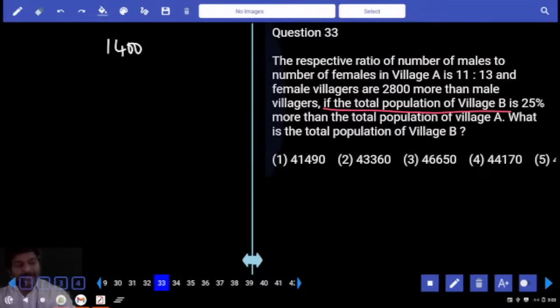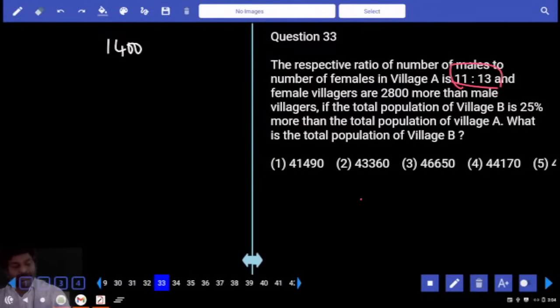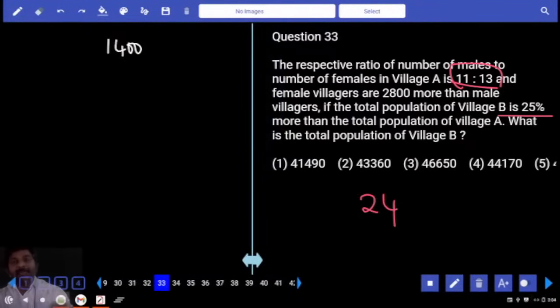If the total population of village B is 25% more than the total population of village A, what is the total population of village B? Total population of village A, how many parts? 24. B total population is 25% more than that. What is 25% of this number? 6. 6 more, 30. If A population is 24 parts, B population should be 30 parts. And we were asked to calculate this number only. 3 zeros should be there. There is only one option. Fifth option, final.